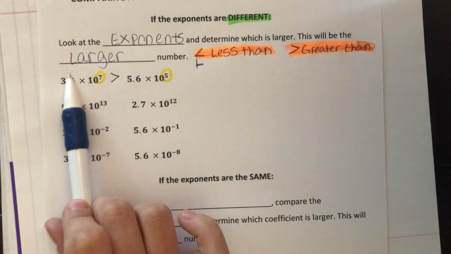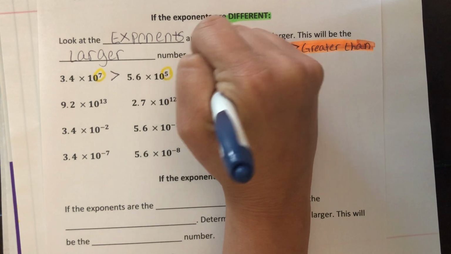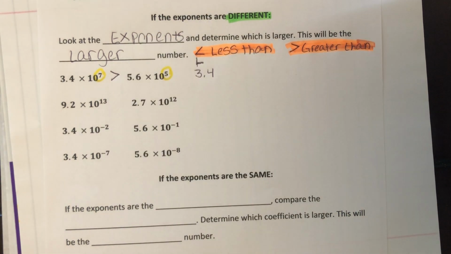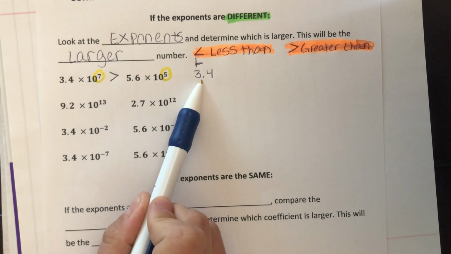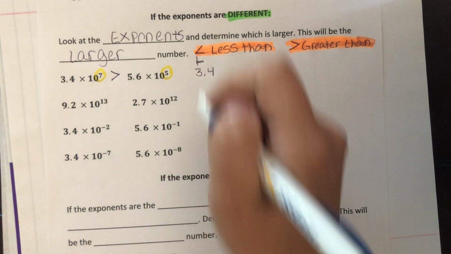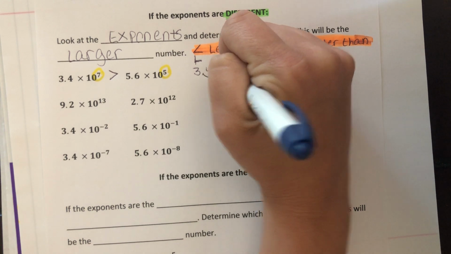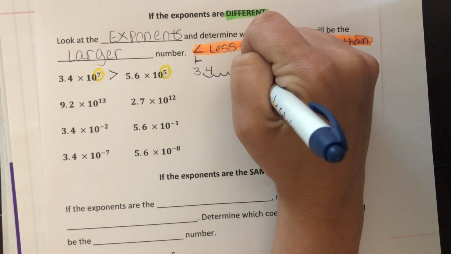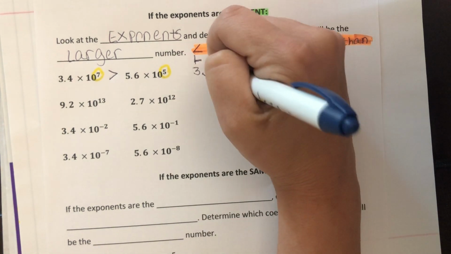So if I take this number written in scientific notation and I convert it to standard form, I need to look at my exponent. It's a positive 7. That means I'm going to move this decimal to the right 7 places. 1, 2, 3, 4, 5, 6, 7. Now my decimal point's all the way down here. I need to fill in those zeros.